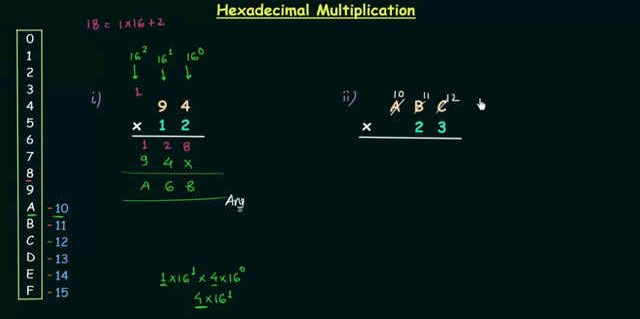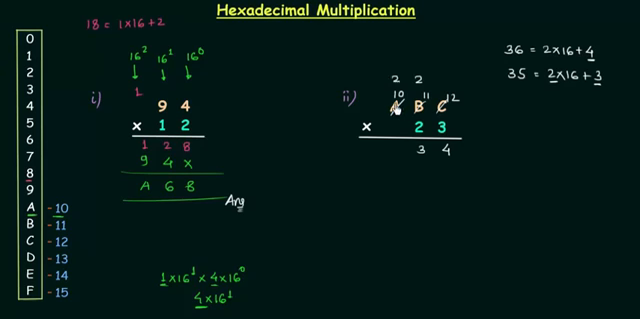3 multiplied by 12 is 36. 36 is not a hexadecimal number, so we have to break it like this: 2 multiplied by 16 plus 4. 16 is the base, 2 is the carry, so we have 2 as the carry, and 4 will come here. 3 multiplied by 11 is 33, and we already have 2 as carry, so 33 plus 2 is 35. I will again break it because 35 is not a hexadecimal number. Carry is 2, and 3 will come here.